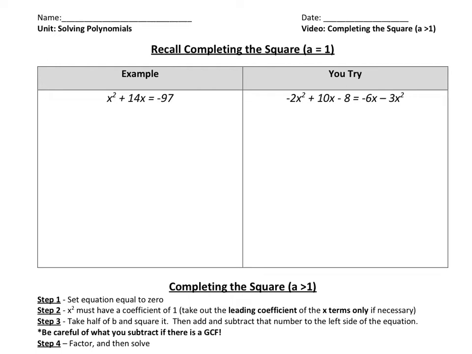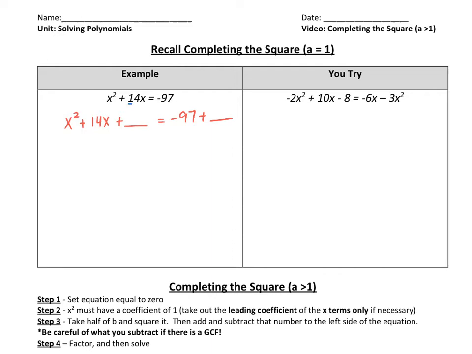So first things first, we want to set it equal to the constant. So it looks like the constant is already here, so we're good to go for this example. So now we're going to go ahead and make our perfect square trinomial. So we have x squared plus 14x, and then we need to add a number to both sides of the equation. And the number that we add is going to be found by doing half of b and squaring it.